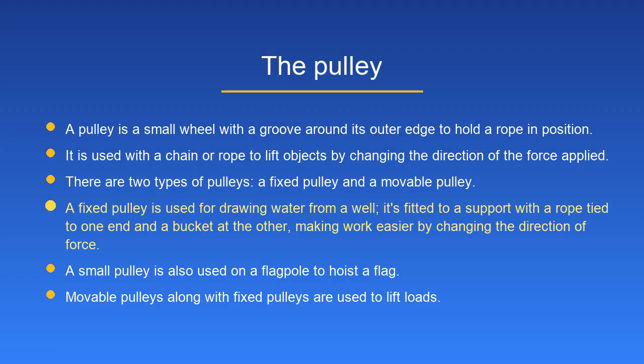A fixed pulley is used for drawing water from a well. It's fitted to a support with a rope tied to one end and a bucket at the other, making work easier by changing the direction of force. A small pulley is also used on a flagpole to hoist a flag. Movable pulleys along with fixed pulleys are used to lift loads.